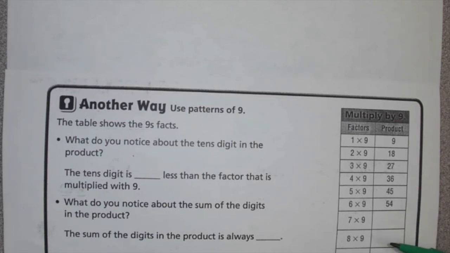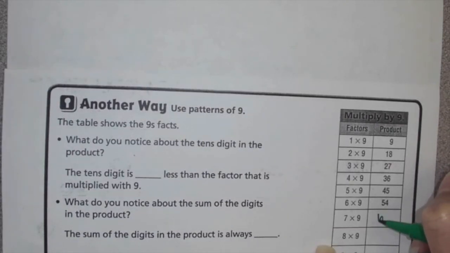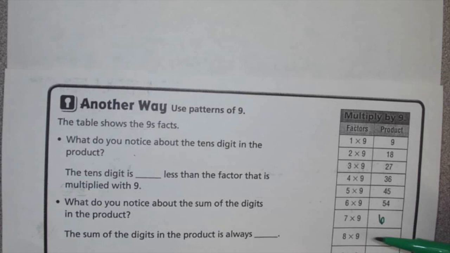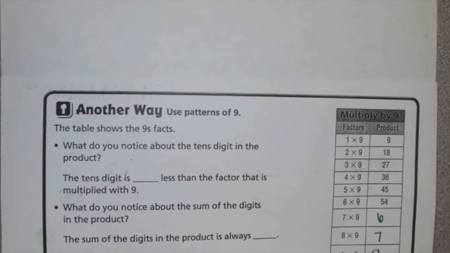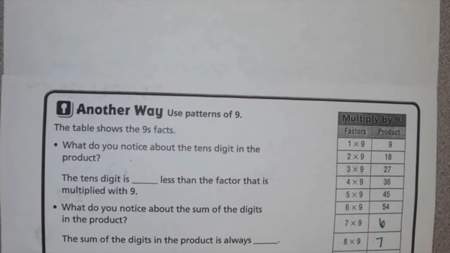Okay, so I bet you for 7 times 9, the tens place will be 6. 8 times 9, the tens place will be 7. And 9 times 9, the tens place will be 8 to continue that pattern. Okay? Now, also look really carefully. The tens digit is one less than the factor that is multiplied with 9.